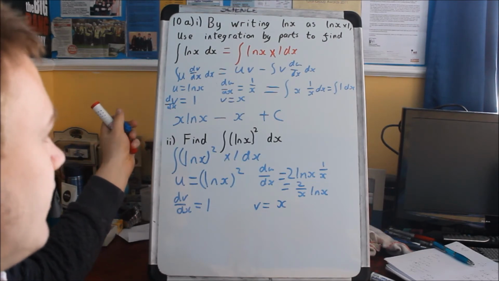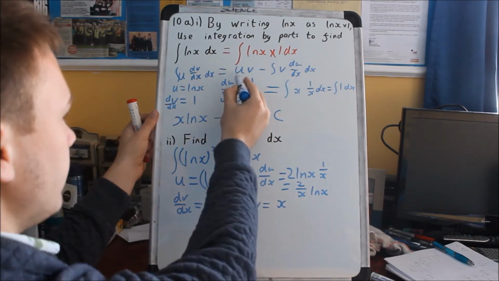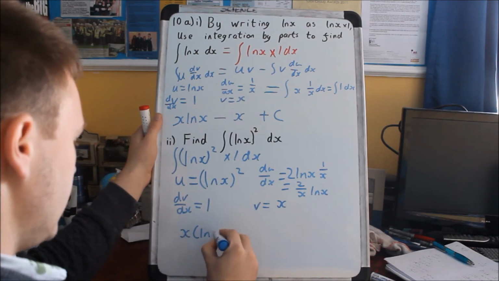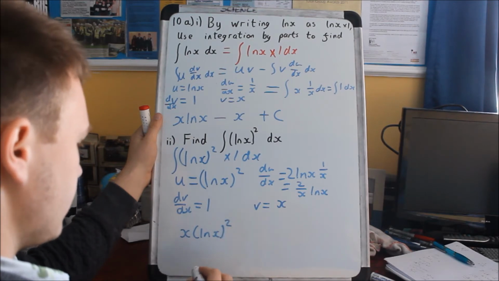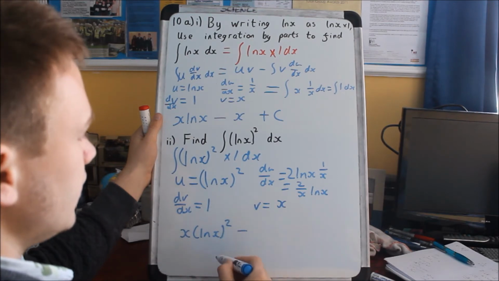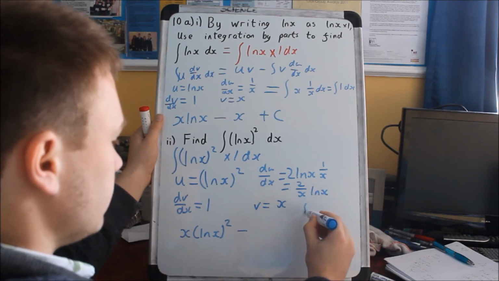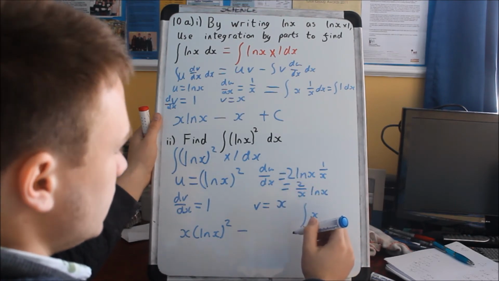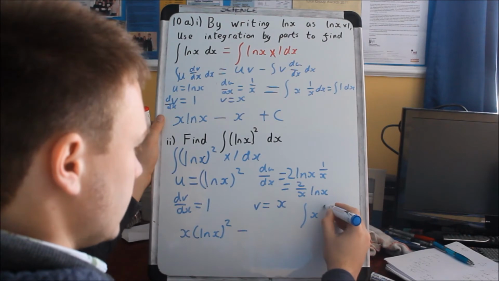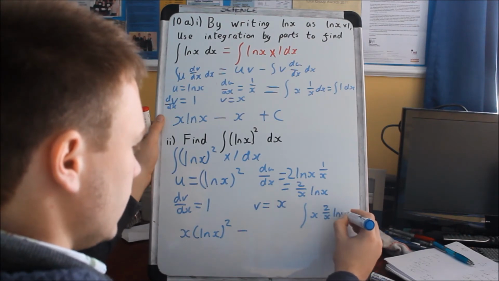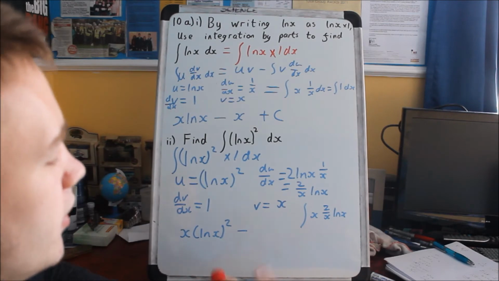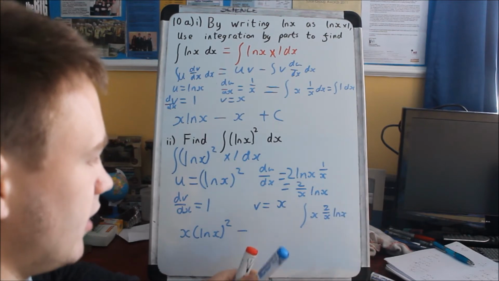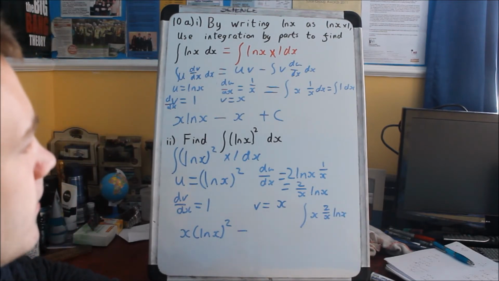Then again we can apply our formula, so we've got uv, that's our first bit, u times v is x ln x squared. Then we've got minus, and this time we've got the integral of v, which is x, times du by dx, which is our 2 over x ln x. So if we were to expand that out, we get 2x over x ln x, so the x's would cancel out and become 2 ln x.